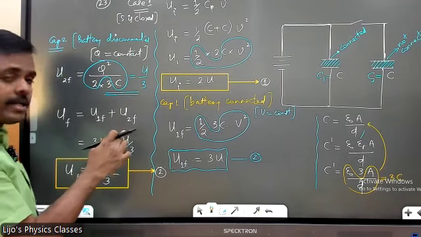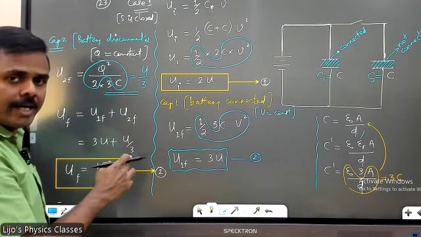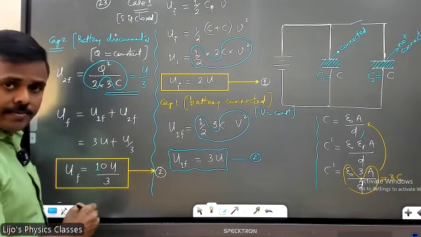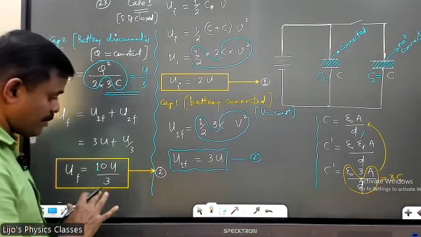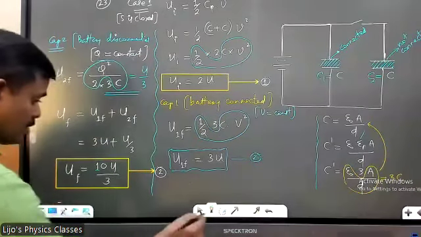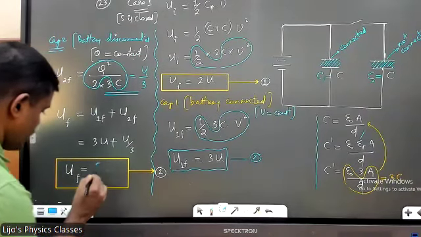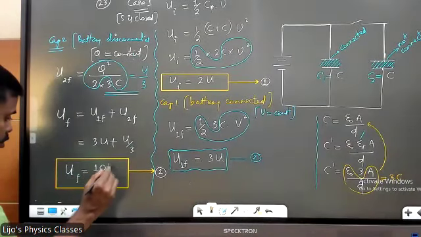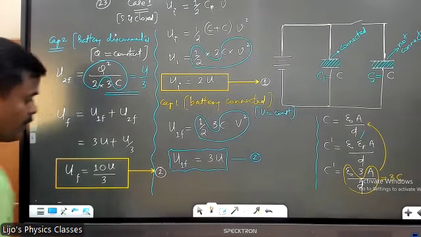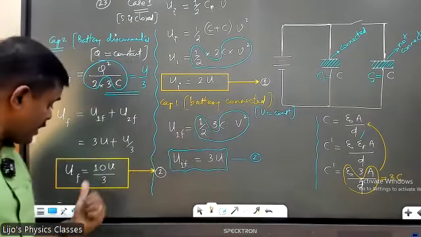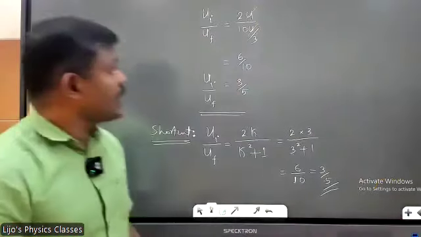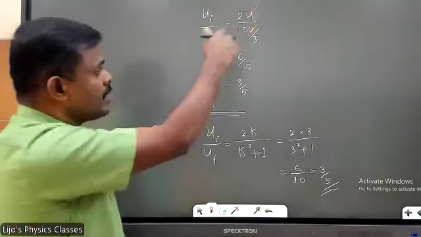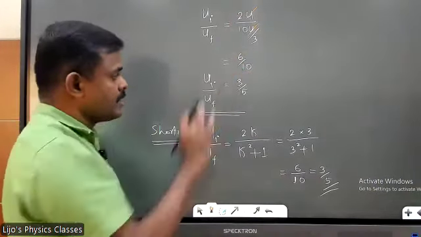So the new total energy is, add them up, 3U plus U by 3. Taking 3 as LCM, that makes it 10U by 3. Once you are done, you have the final energy of the capacitors: 10U divided by 3. Now that you found both the initial energy and final energy, the question is to find the ratio of energies. U initial to U final is 2U over 10U by 3. The U's are cut, 3 goes to the numerator, 6 by 10, which is 3 by 5.